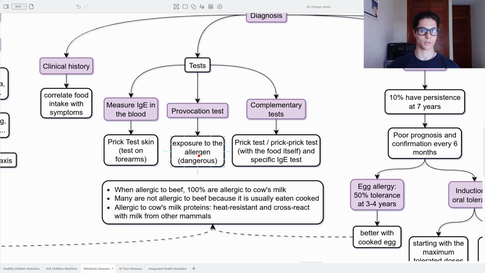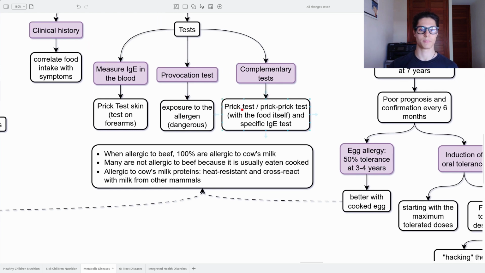This can be dangerous because we are exposing an allergic person to an allergen, and there can be an anaphylactic shock. And complementary tests as well, which is the prick test. The prick test is with the food itself, so not with the isolated protein, but with the food. And the specific IgE tests as well are complementary.